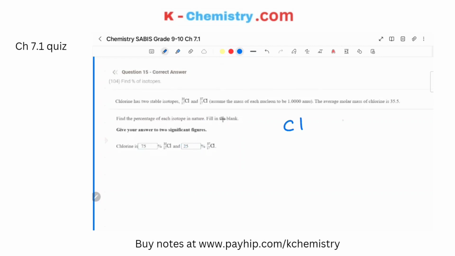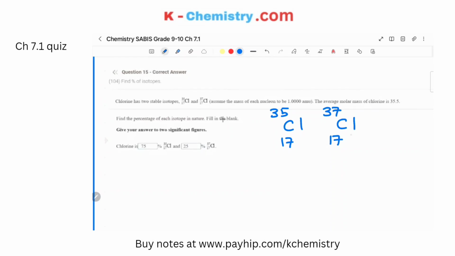I have 2 isotopes of chlorine. Both of them have the same number of protons. That's why they are called isotopes: atoms of the same element but with different mass numbers. Why? Because of different neutrons. This has 35, which means it has 18 neutrons, 35 minus 17 is 18, and this has 20 neutrons. That's why it has a total mass of 37.